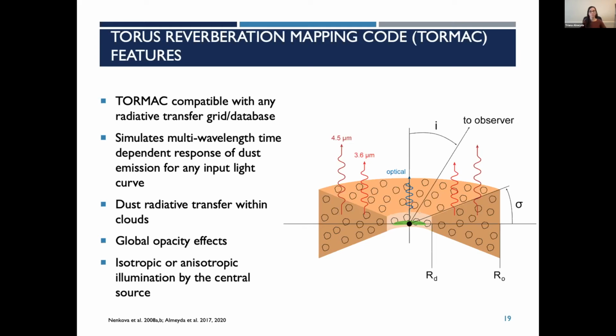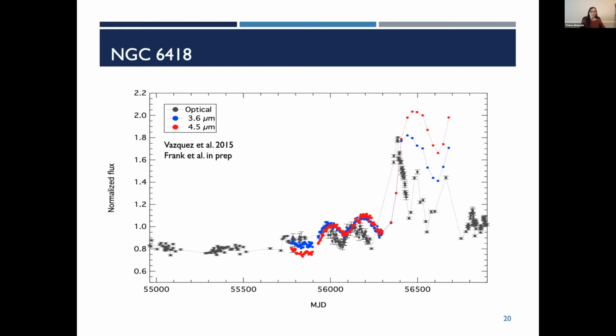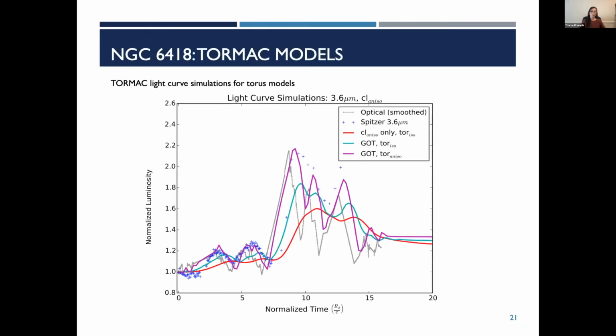So recall the light curves of NGC 6418 that I showed earlier. One of the main motivations for creating this code was to compute the dust emission response light curves for any input light curve, including ones derived from observations. So we used TORMAC to compute simulated light curves for selected models using the optical light curve of NGC 6418 as the input. And here's an example of the model light curves at 3.6 microns, represented by the solid colored lines, computed using the mean interpolated observed optical light curve of NGC 6418 as the input, which is plotted in gray. The observed Spitzer 3.6 micron light curve is shown as the blue pluses.